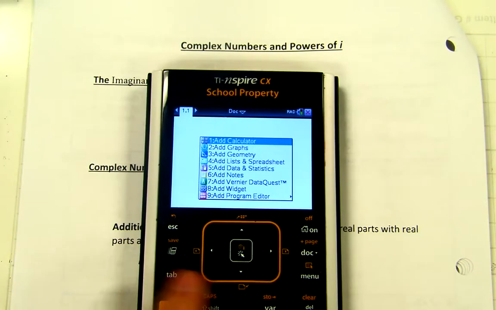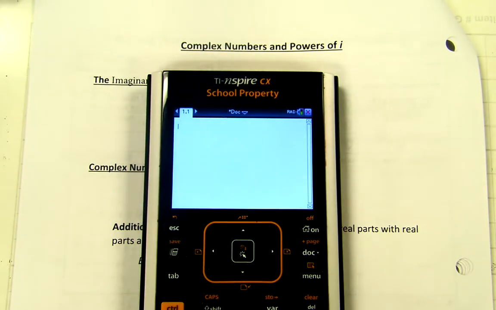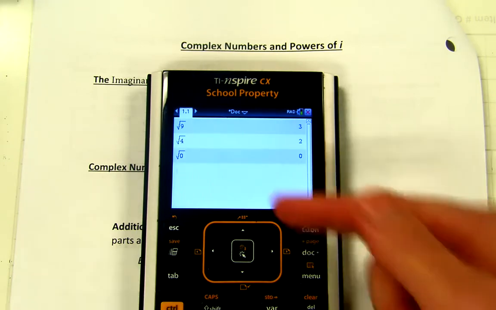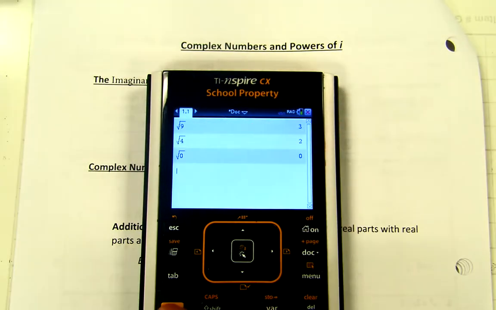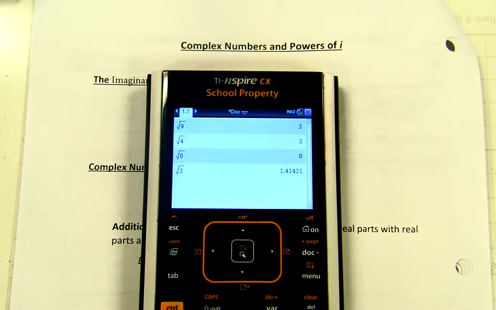All right, so here's the need for complex numbers, and we'll talk about what they are in a second. If you took the square root of 9, you get 3. That's fine. Square root of 4, you get 2. Square root of 0, you still get 0. So all these are fine. These are perfect squares. Even if you took the square root of 2, you get some decimal, but all positive and real numbers there.